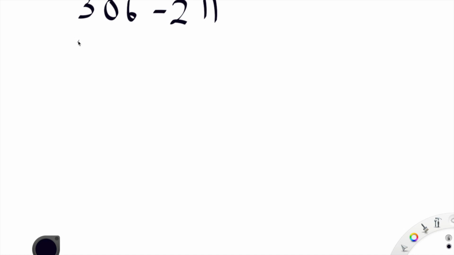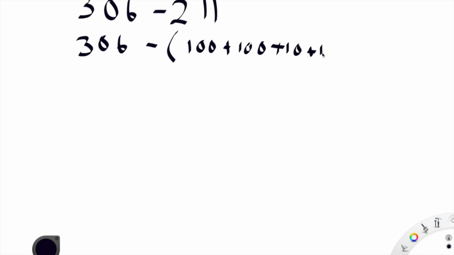In order to solve this a little bit easier on the number line, we are going to decompose the second number into its place value. So this is what it's going to look like. 306, and we want to break up the second number into friendly numbers. That means hundreds, tens, and ones. So we know within 211 there is 100 plus 100 plus 10 plus 1. So that's what it's going to look like.